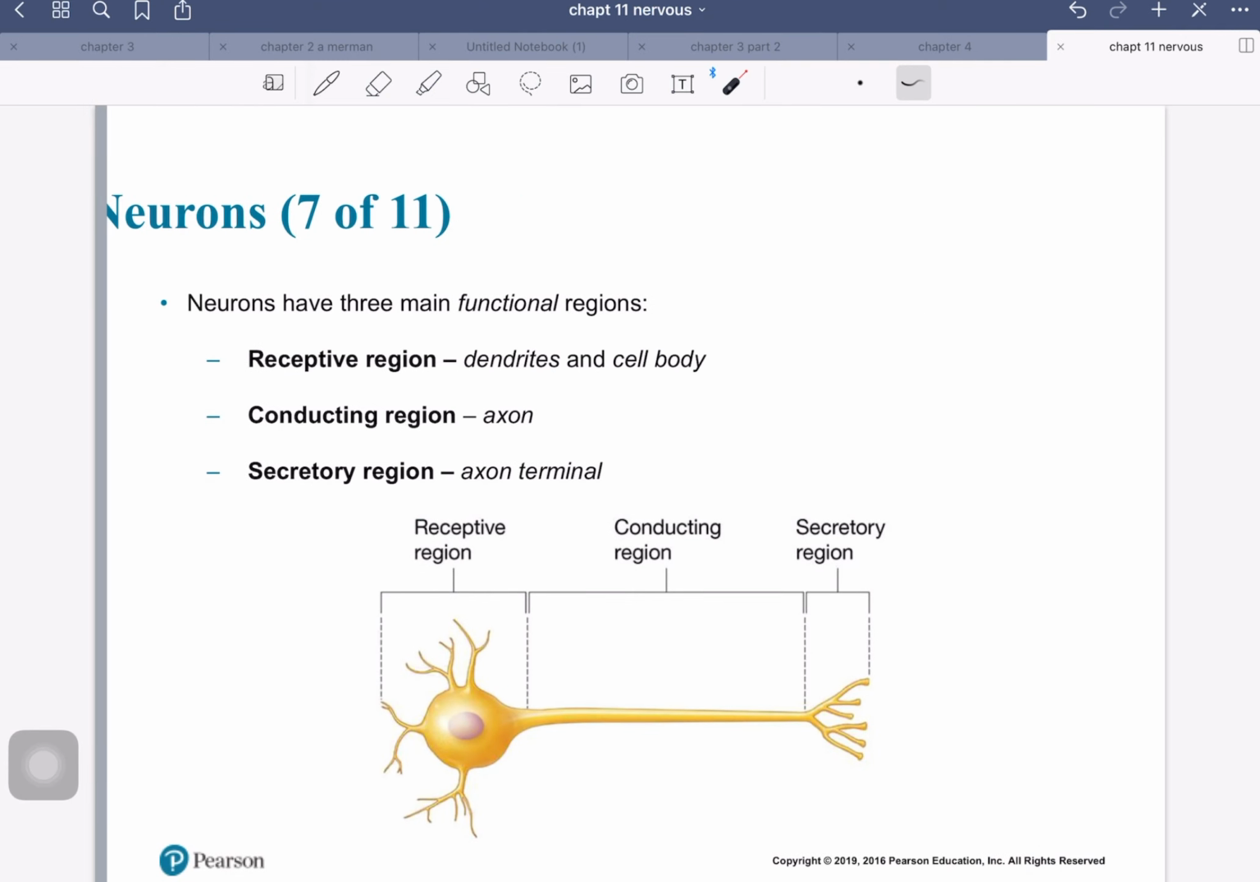Now, we're going to wrap it up there, and we're going to come back and start talking about the shape of neurons, the regions of neurons, and looking at the diversity of the shape and function of neurons.